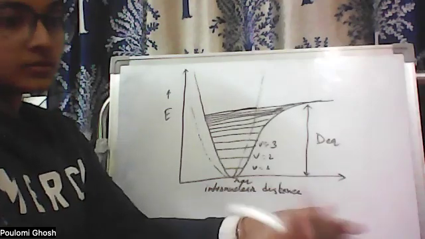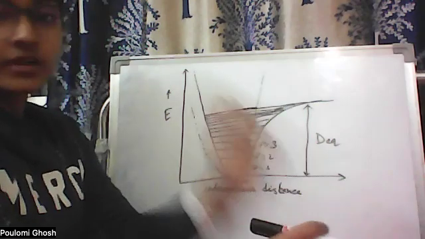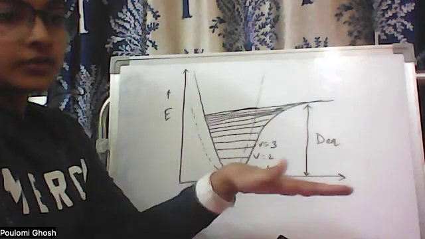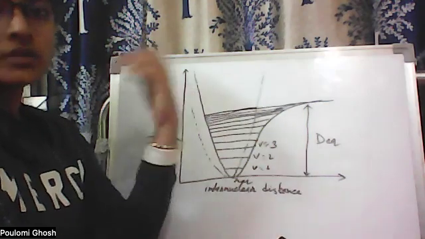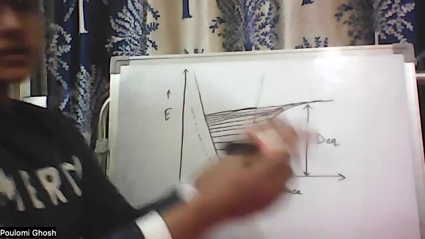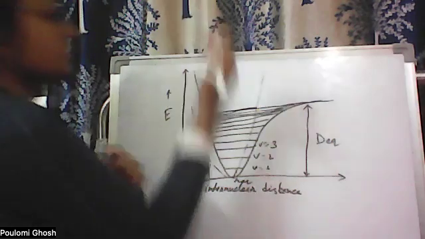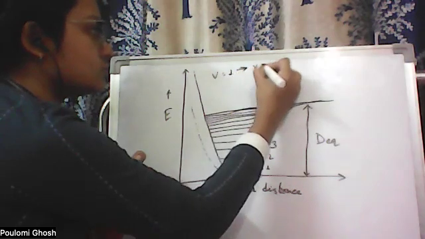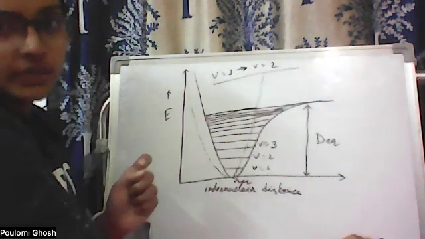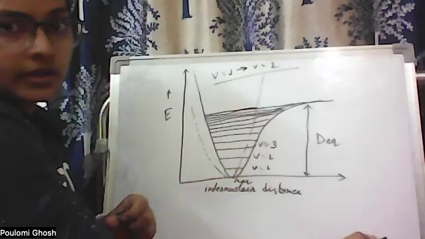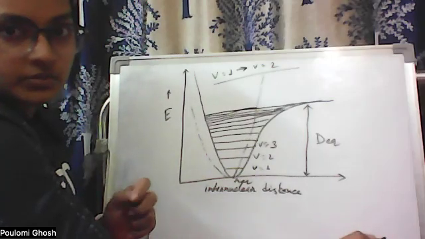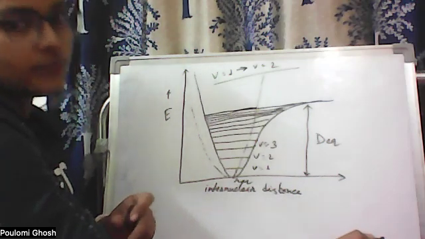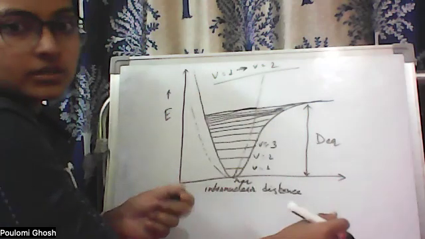a specific amount of energy or radiation, then the molecule in the first excited level can be excited to the next level. So the radiation for the excitation from V equals 1 to V equals 2 gives rise to a spectrum which is called hot band. And since in room temperature it can't be shown, at high temperature around 600 Kelvin we can see the excitation. So it is known as hot band.